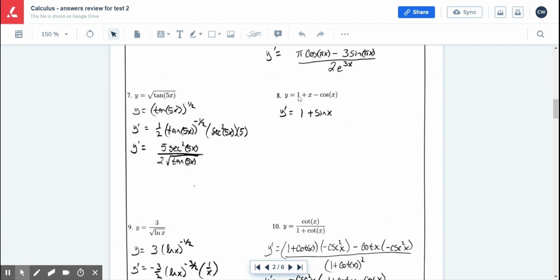8, super easy. Derivative of 1 is 0. Derivative of x is 1. Derivative of cosine is negative sine, so the double negative makes it a positive sine.